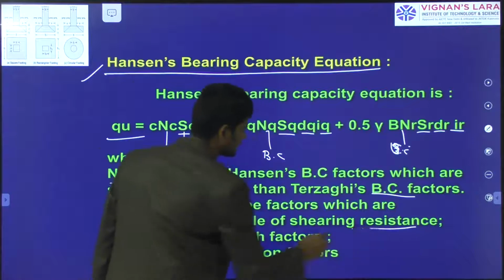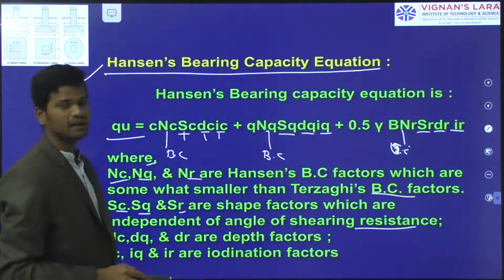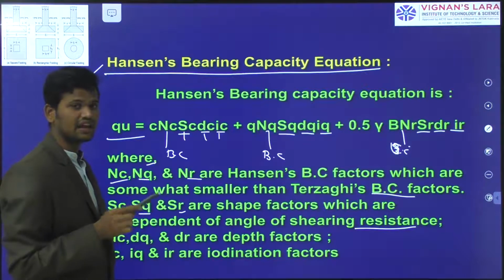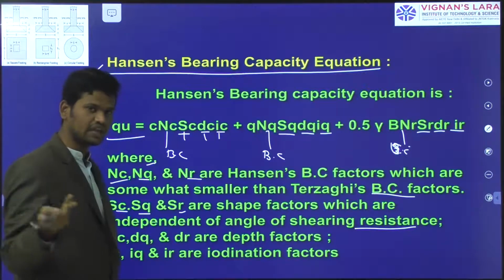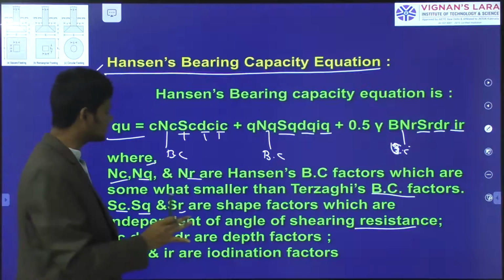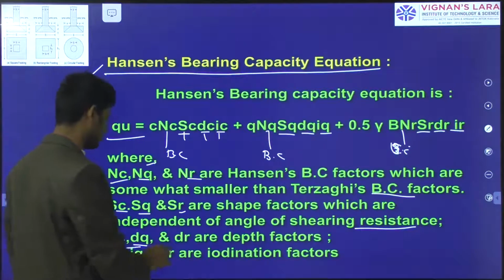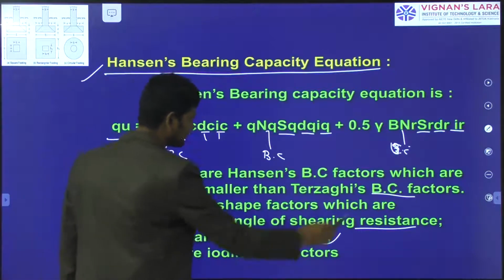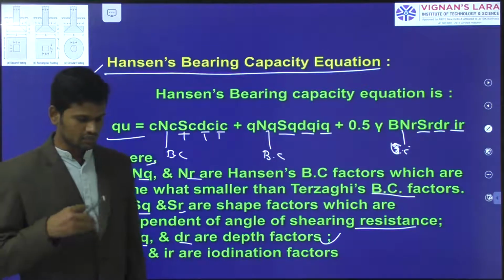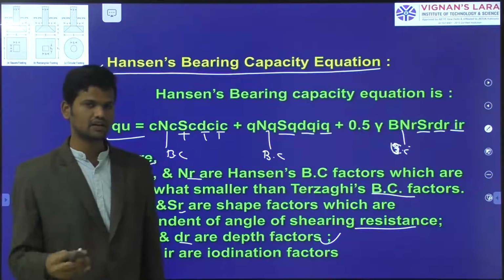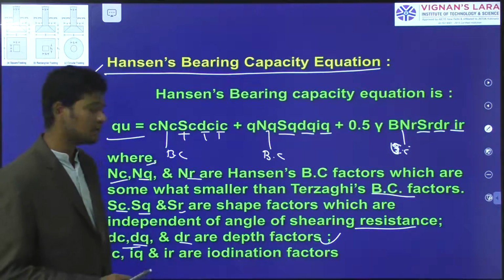Sc, Sq and S gamma are the shape factors. The shape factors do not depend upon the angle of shearing resistance of the soil. If you take any angle of shearing resistance of the soil mass, the shape factors won't vary. Dc, Dq and D gamma are the depth factors. That means based on how much depth of the footing and how much width of the footing you are keeping, based on the depth factor ratio, these values may change.